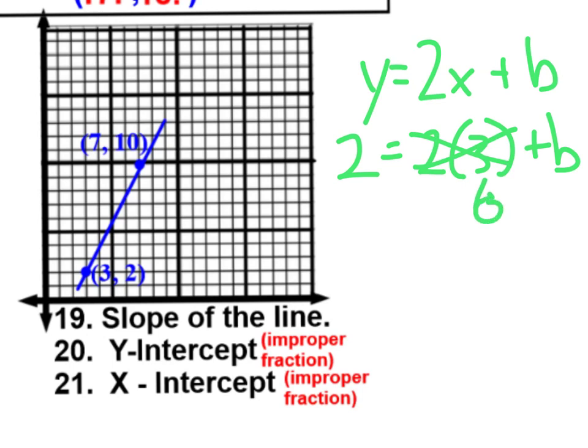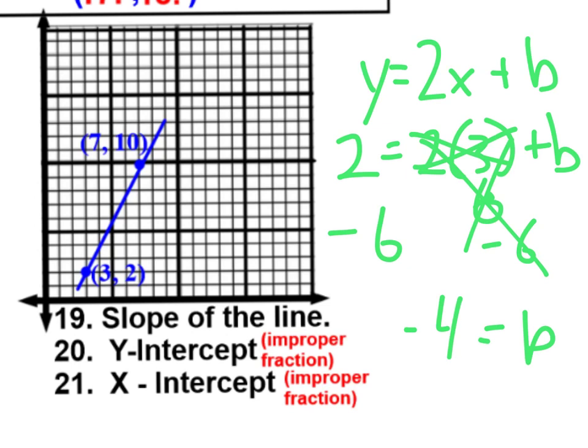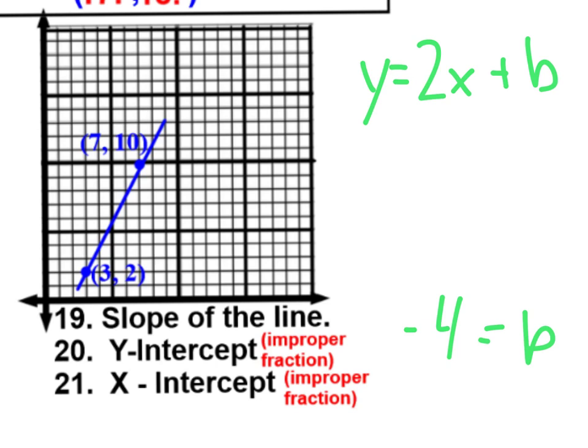So now I'm in an algebraic equation that I can solve, so I get 6 right there. Of course, I want to undo that plus 6, so I subtract 6 from both sides. Those cancel out, and I'm left with b is equal to negative 4. b is equal to negative 4. I can then insert that into my equation to get the entire equation, y equals 2x minus 4, and now I know the y-intercept is minus 4. That's your answer for number 20, by the way, is minus 4.